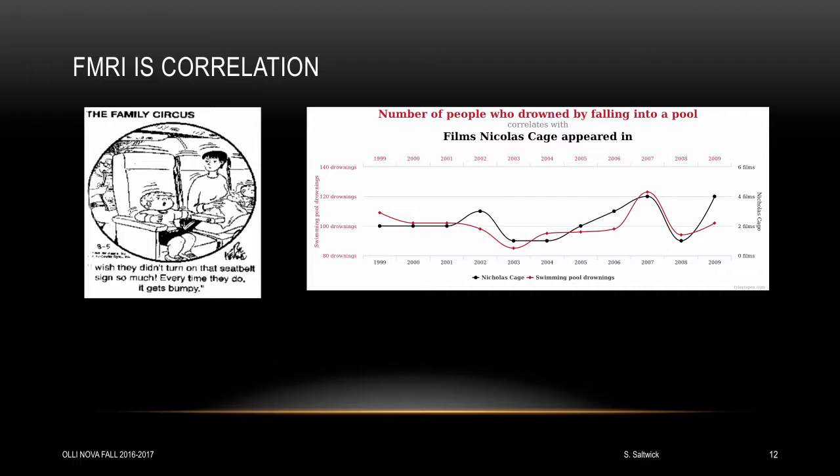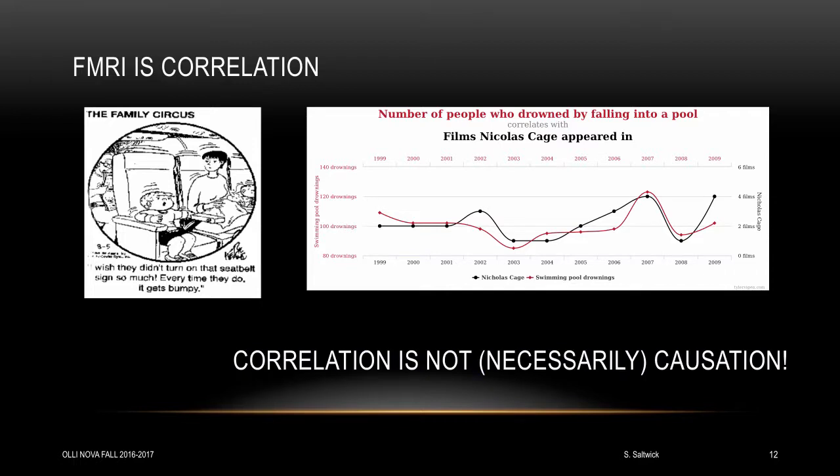Billy is upset because every time the seatbelt sign comes on, the airplane ride gets bumpy. The graph shows a very highly correlated set of measurements: one, films that Nicolas Cage appears in, and two, the number of people who drowned in a pool. But one of the big rules of this area of study is that correlation is not necessarily causation. Nicolas Cage films are not causing people to drown, and not turning on the seatbelt sign wouldn't stop airplane turbulence. We just need to be aware of this as we look at correlational studies.